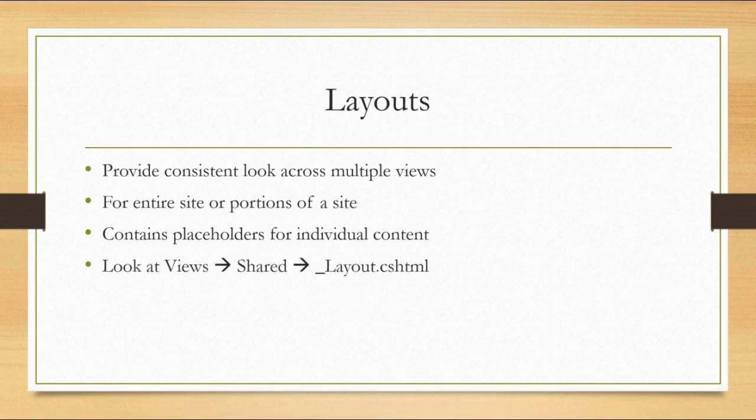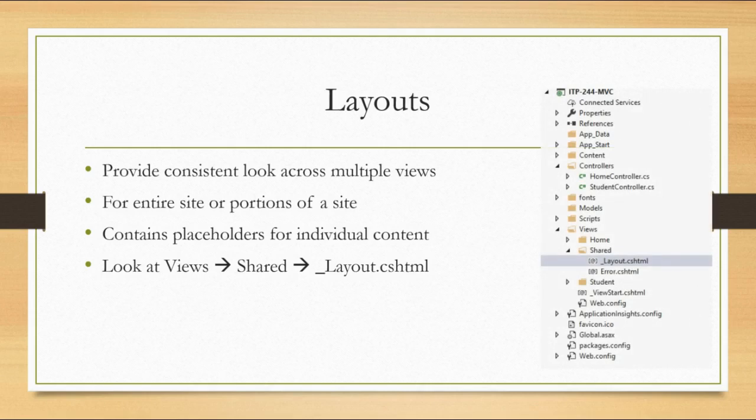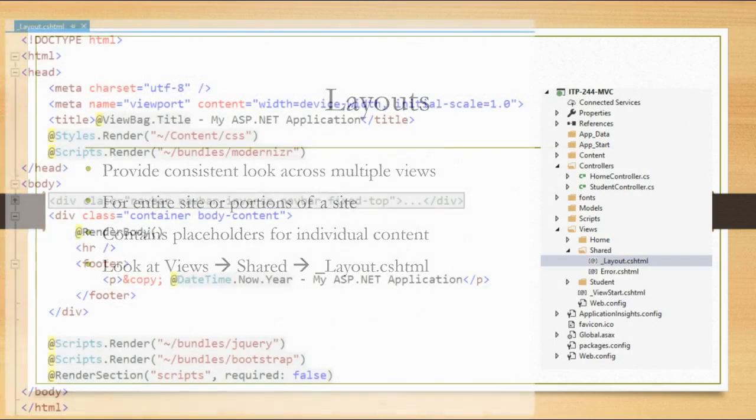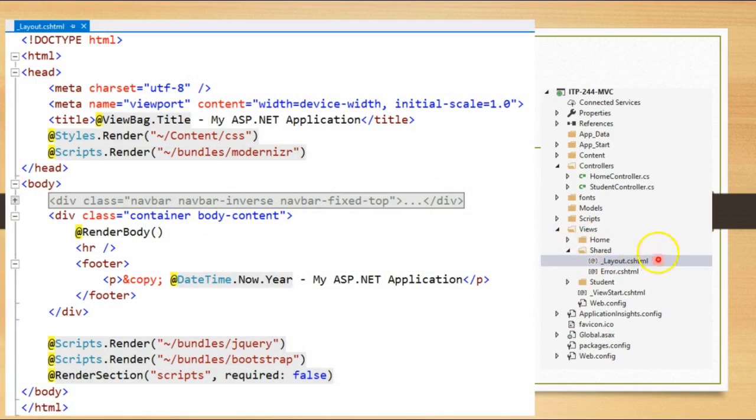So if you go to your Visual Studio Solution Explorer, over here under Views, there is a folder called Shared, and under Shared is a file named _Layout.cshtml. This is mostly pure HTML. There's a little bit of stuff in here. We're going to ignore that. A little bit more down there. We're going to ignore that.